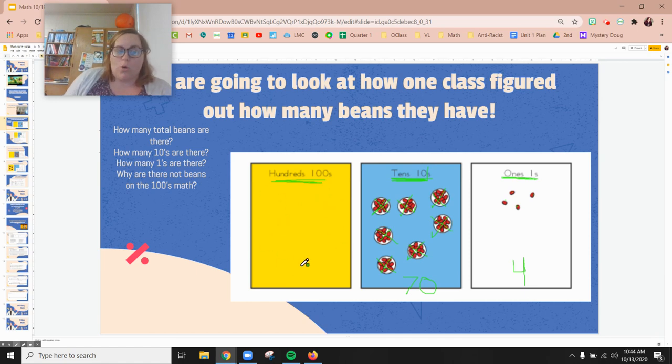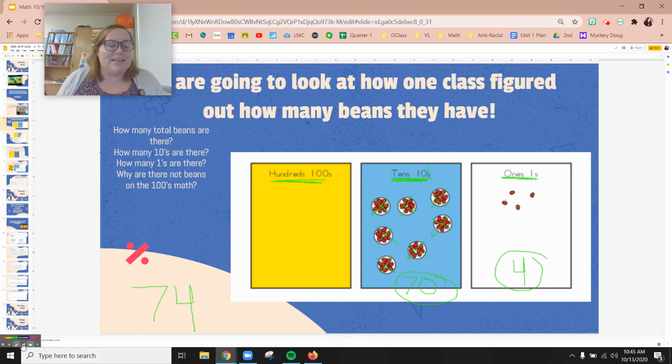And since there's no 100s, I can figure out how many beans they have by putting 70 with 4 and adding them together. So what is 70 plus 4? Our answer for this class is 74. Nice work, everybody. So I'm going to go to our next slide now.